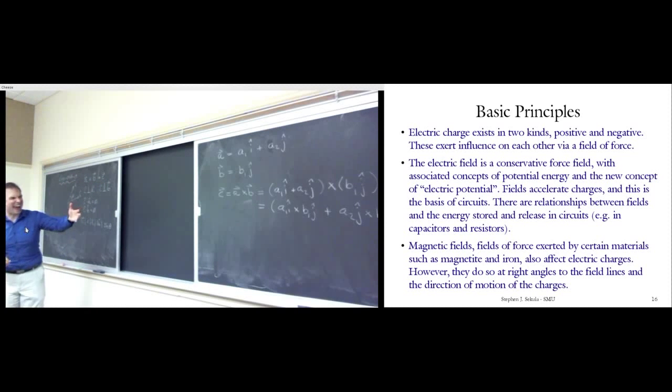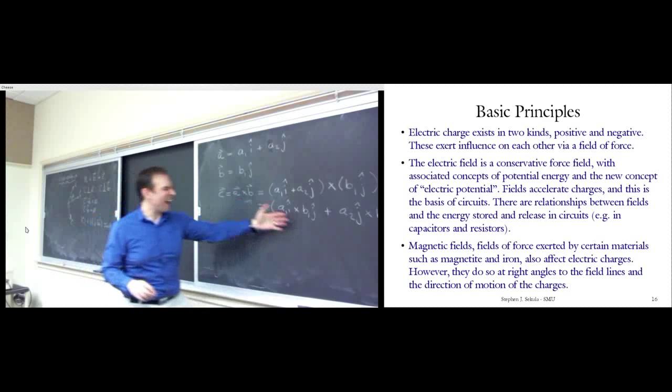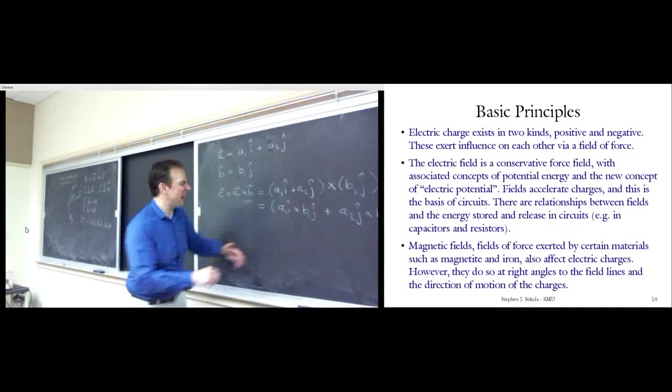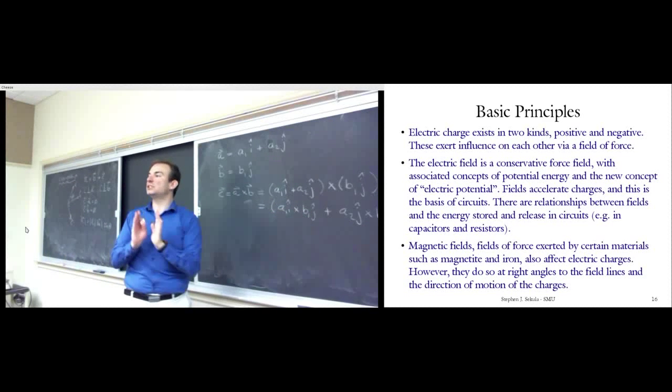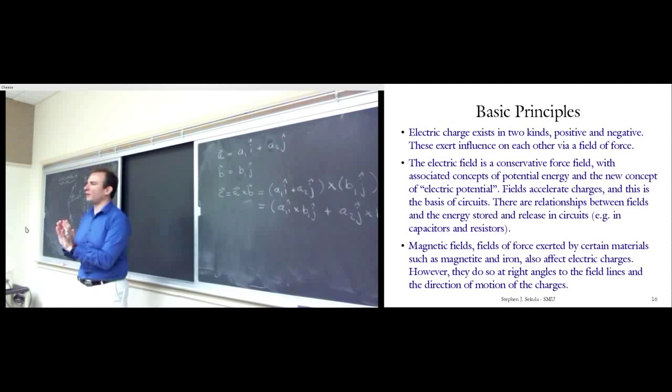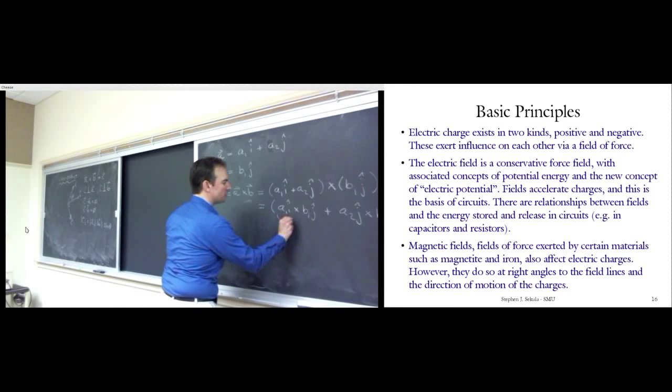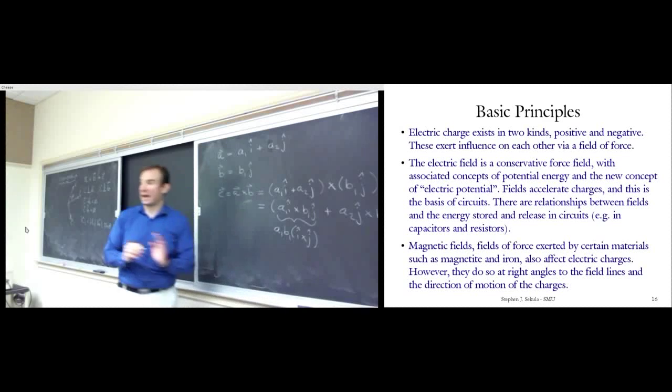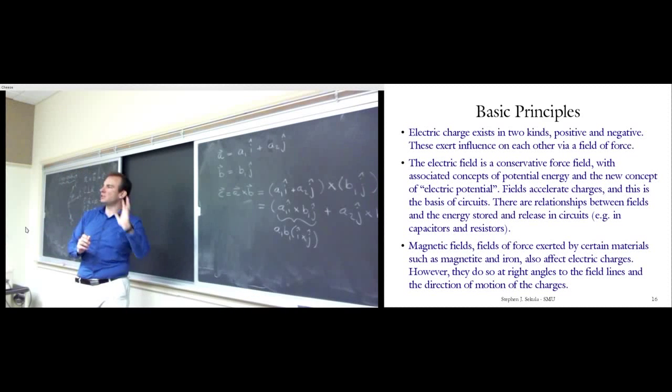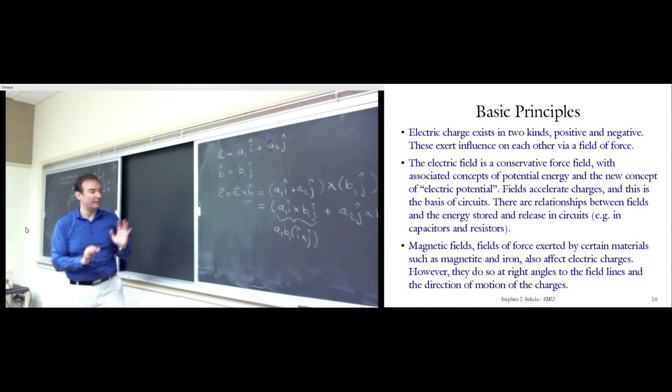Okay, you've got i hat, you've got something i hat cross with something j hat. So these are A1 and B1. They're just numbers. They just multiply these little unit vectors. You can pull them all out in front. It doesn't change anything. So for this term right here, let me write this as A1 B1, and then in parentheses, i hat cross j hat. All I did is I pull those numbers out, and that's fine to do.